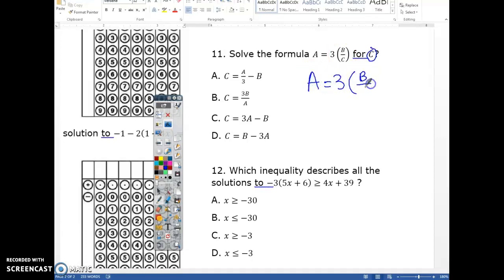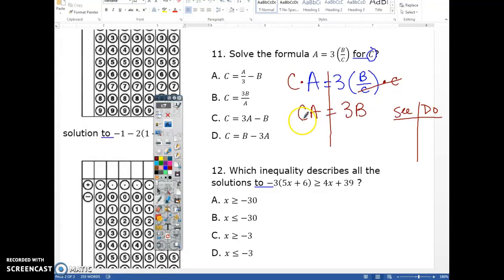So what we're going to do first is multiply both sides by C. Because I don't want the C at the bottom. I don't want that fraction. Okay? So I end up with CA equals 3B. And I want to solve for C. So C do.